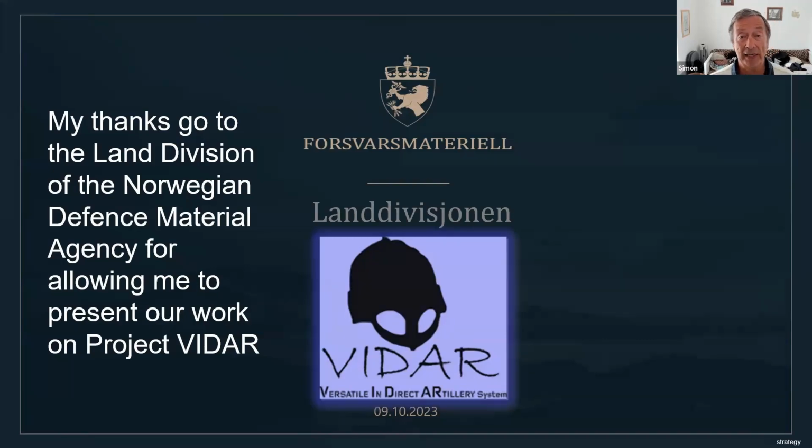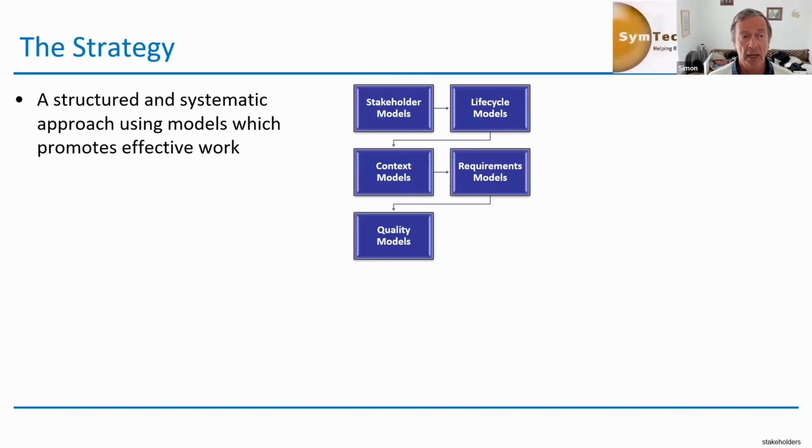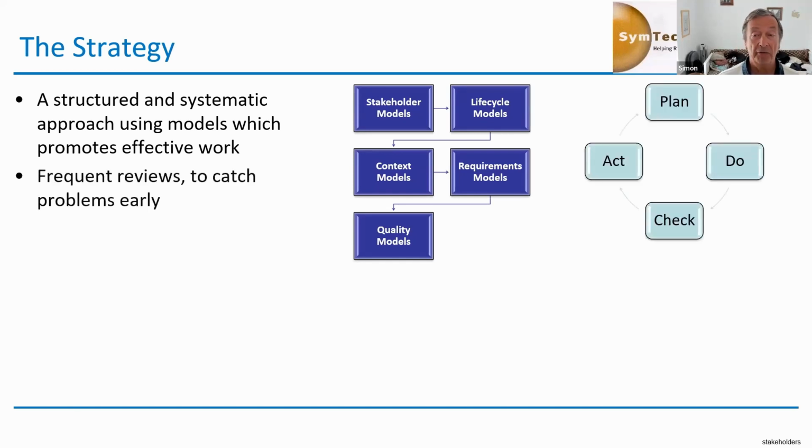So we needed a strategy to do all this work, and the strategy was that we were going to use a structured and systematic approach using models which promoted effective work. We had quite a compressed time scale, so anything we did, we had to do effectively at a high quality level. We then were going to have frequent reviews, a plan, do, check, act. And we were doing this on a 2-weekly basis.